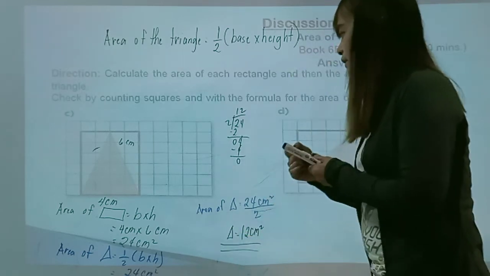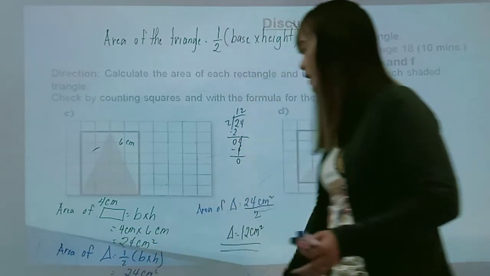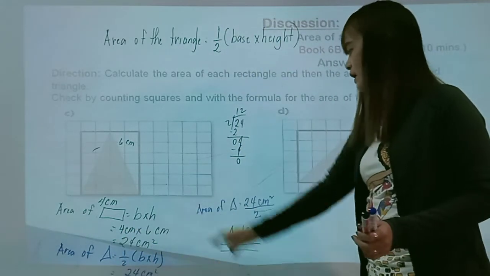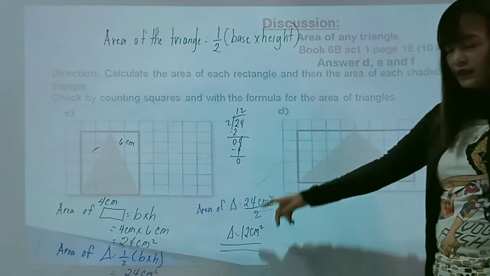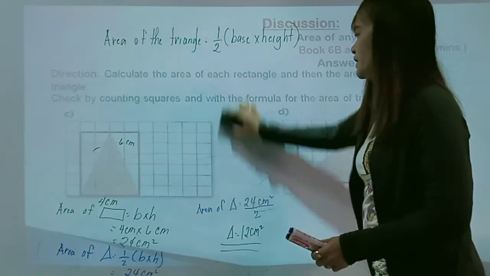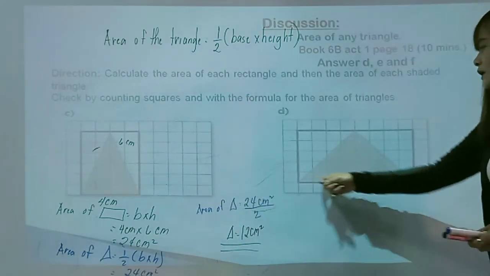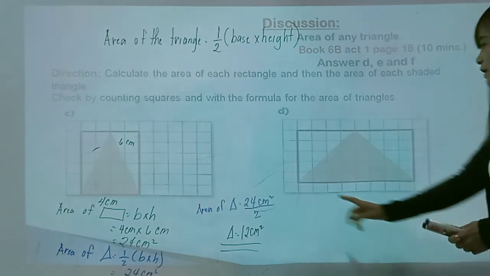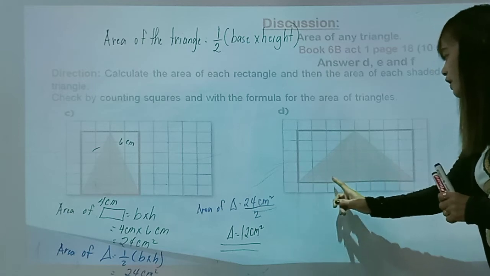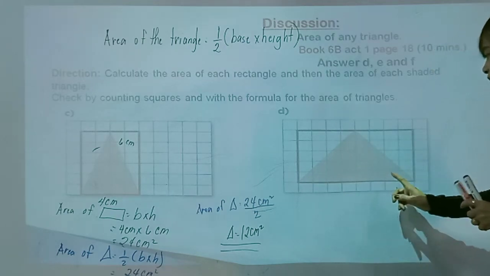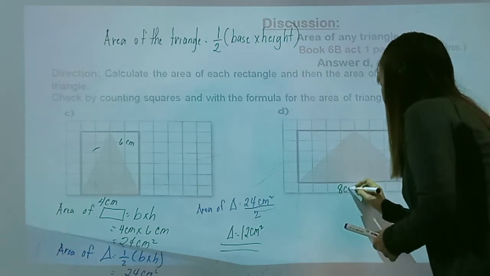Again, the area of the rectangle is equal to 24 centimeter squared, and the area of the triangle is equal to 12 centimeter squared. So this is the answer for letter C. How about letter D? Again, class, let us find the base and the height by counting the shaded squares. 1, 2, 3, 4, 5, 6, 7, 8. So we have 8 centimeter.